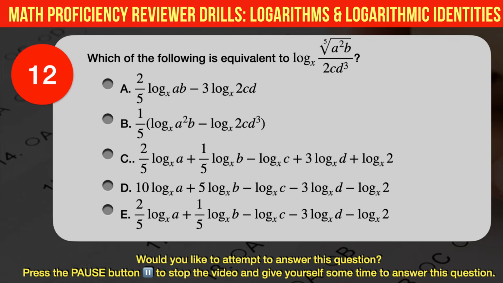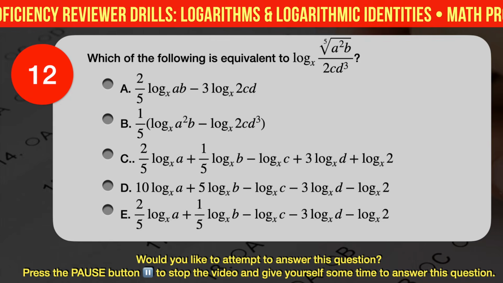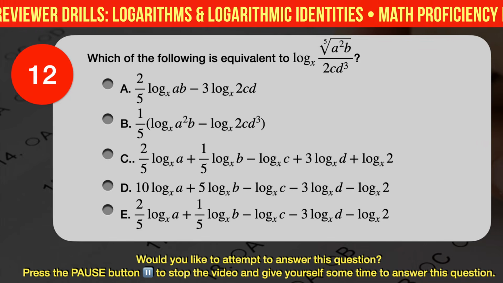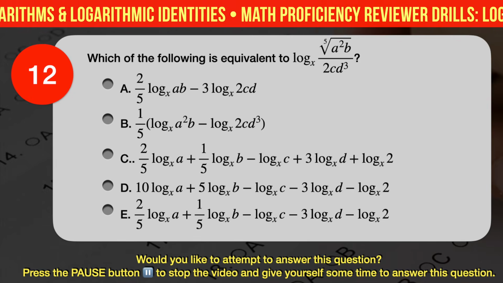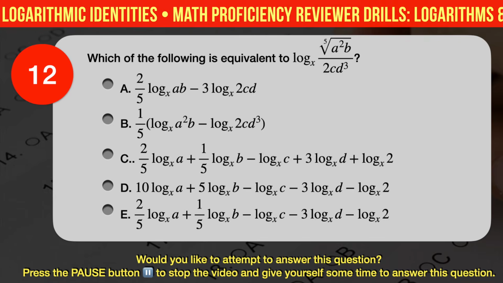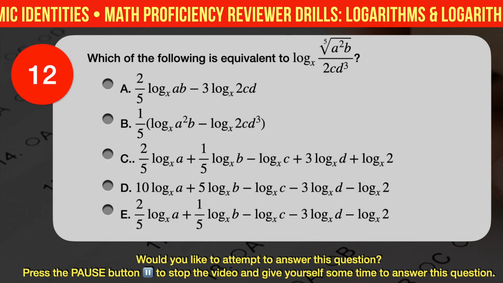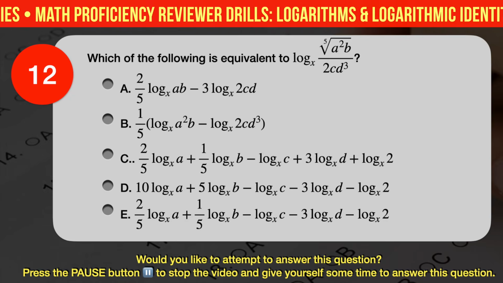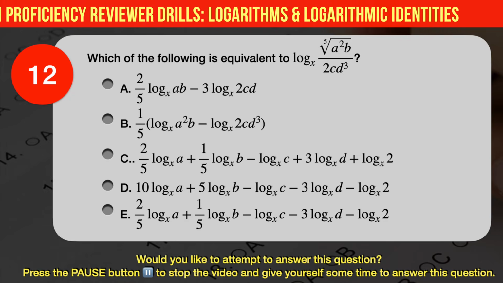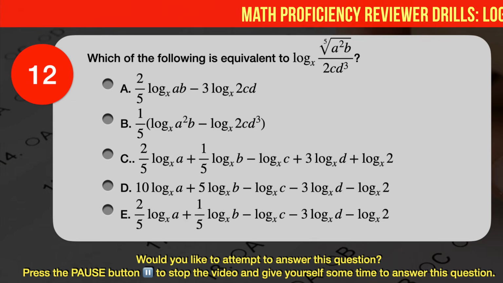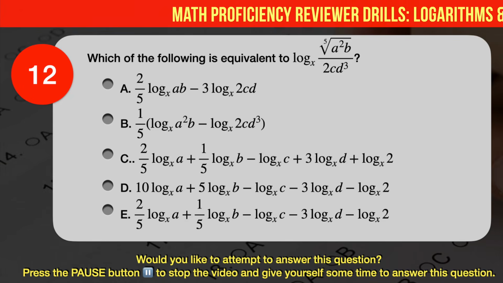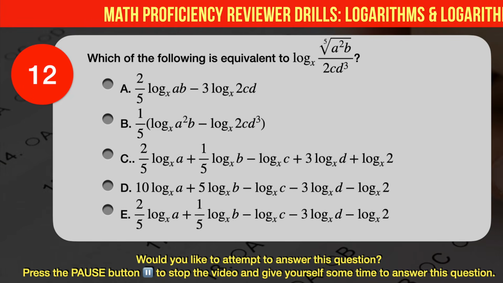C. 2/5 times the logarithm base x of a, plus 1/5 times the logarithm base x of b, minus the logarithm base x of c, plus 3 times the logarithm base x of d, plus the logarithm base x of 2. D. 10 times the logarithm base x of a, plus 5 times the logarithm base x of b, minus the logarithm base x of c, minus 3 times the logarithm base x of d, minus the logarithm base x of 2. E. 2/5 times the logarithm base x of a, plus 1/5 times the logarithm base x of b, minus the logarithm base x of c, minus 3 times the logarithm base x of d, minus the logarithm base x of 2.